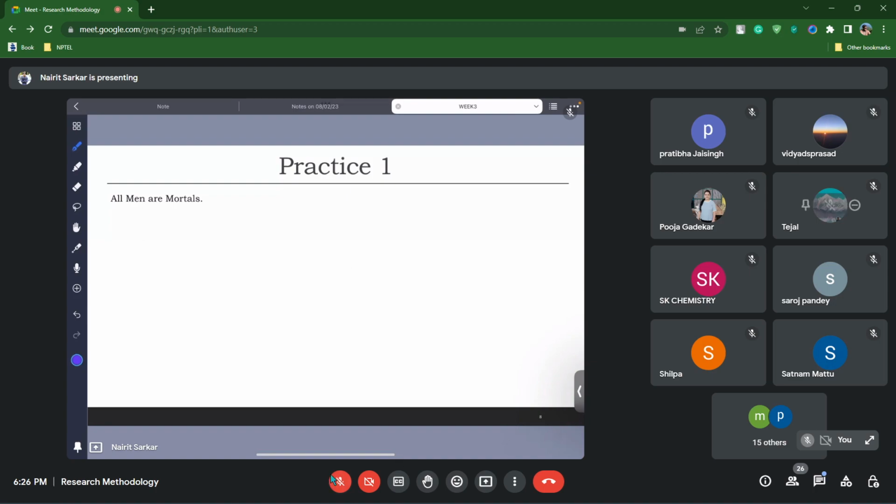Practice session. Can anyone now tell me the answers? How to draw this one using a Venn diagram? All men are mortals. Anyone? It is simple, right? It is simple.